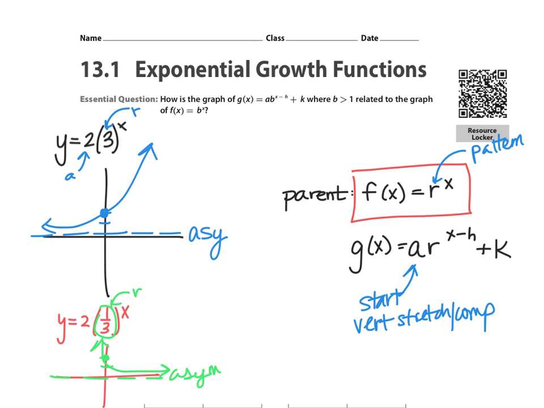And then R, still the pattern. This H up here is going to be a shift, left or right. You've got to think about it like that's where the quote-unquote parentheses are, so it's opposite of what you think. So we're going to shift opposite. And this is really the most important part. This K out here is your asymptote. That's why, if you look over here, these asymptotes are on the axis, because technically we only have plus 0 out here. All right?